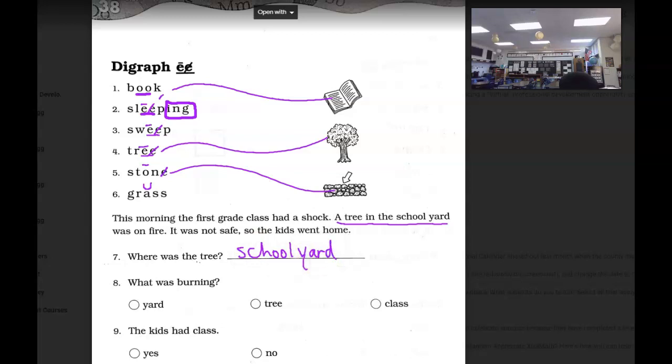Next one. What was burning? Was it the yard or the tree? It says the tree in the schoolyard was on fire. The tree in the yard was on fire. Okay? So it was a tree. Last question. The kids had class. Did they have class? It says they went home. So they did not have class.